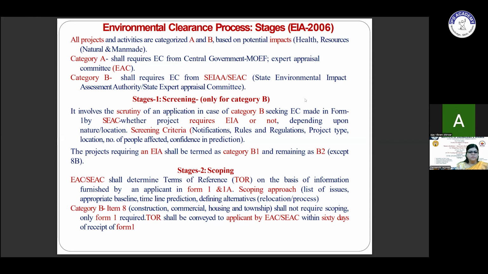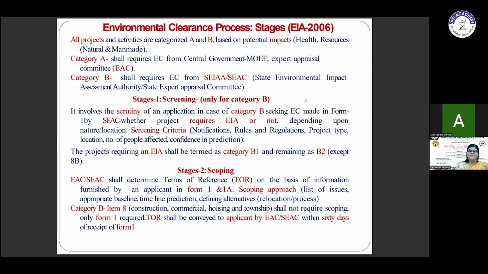And then category B, as per the above. Category B, item number 8, construction, commercial and housing township shall not require scoping, only Form 1 is required. Those shall be conveyed to the applicant by the EAC within 60 days of the receipt of Form 1.